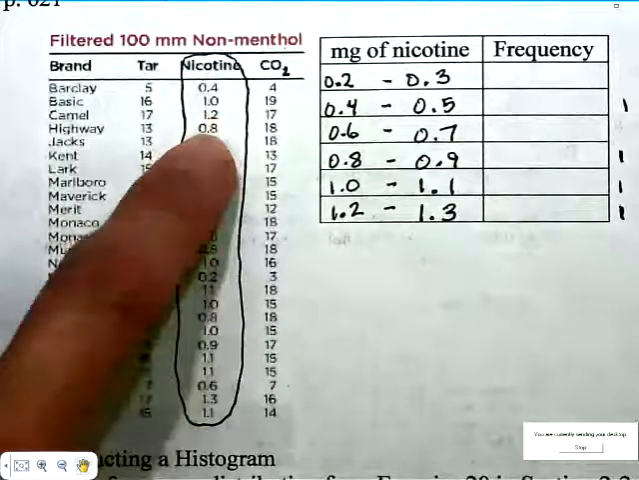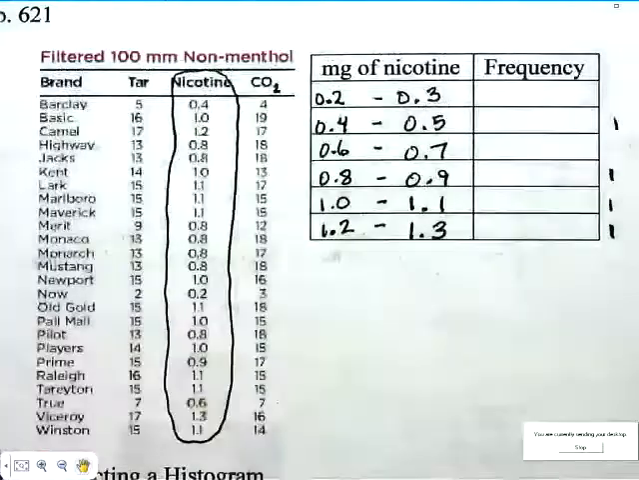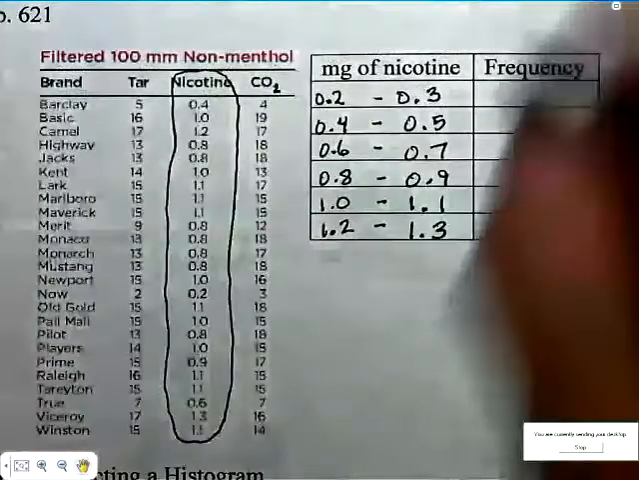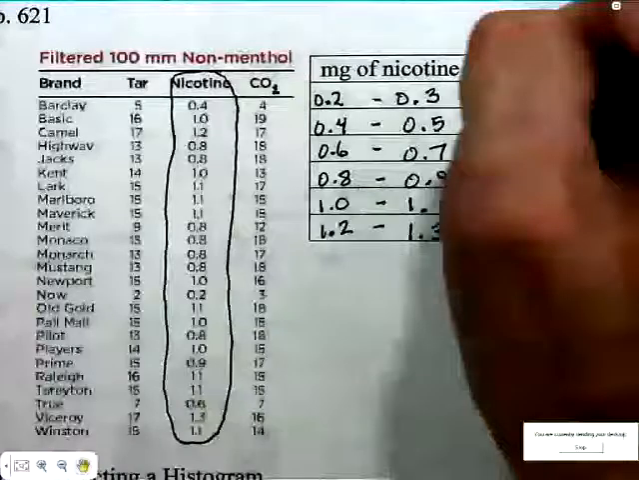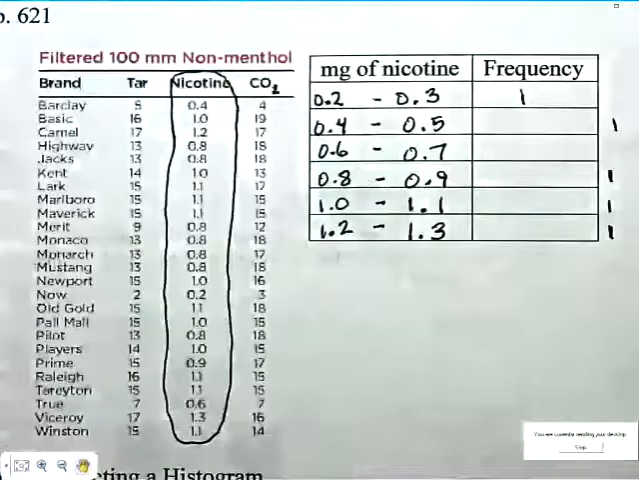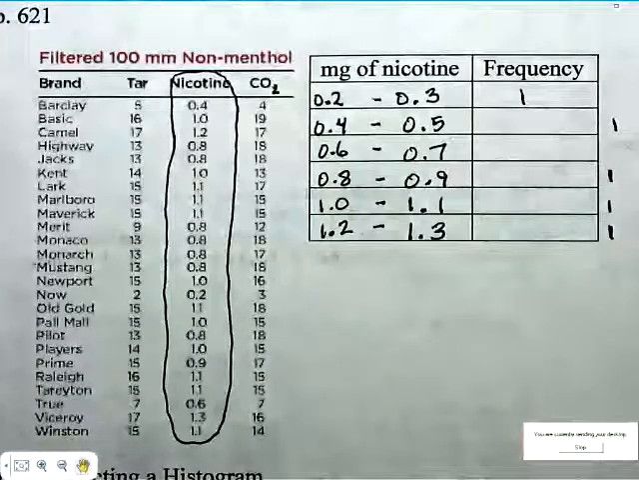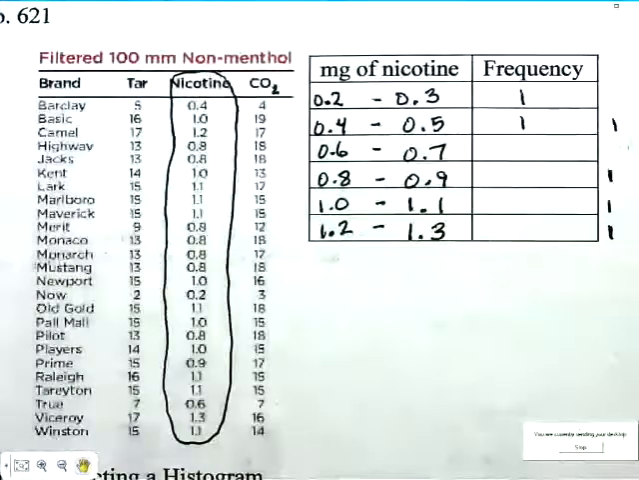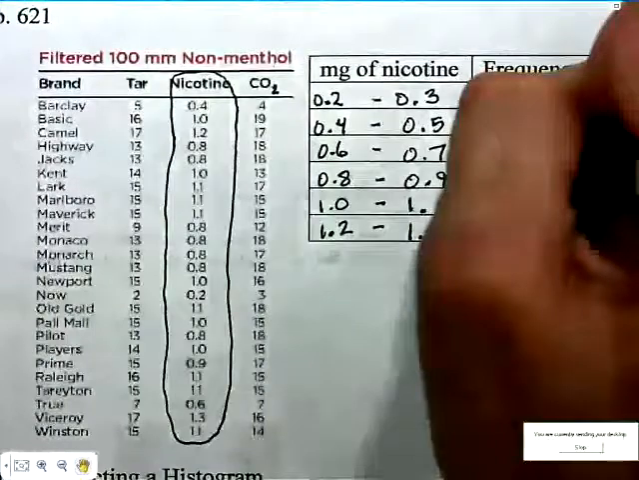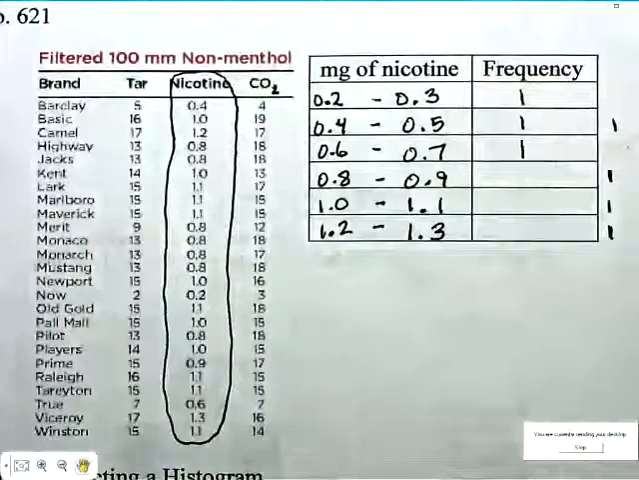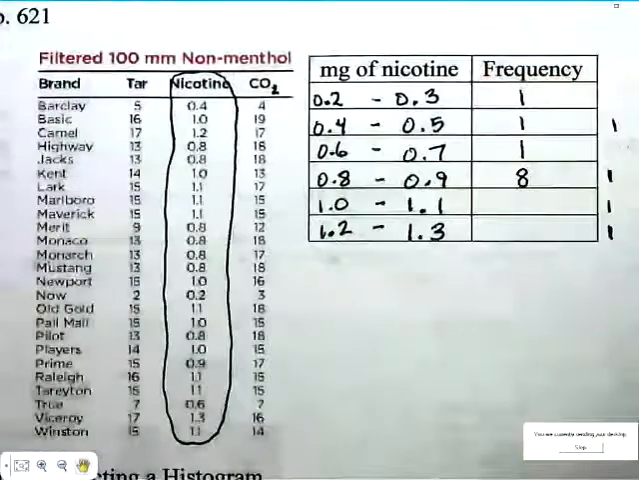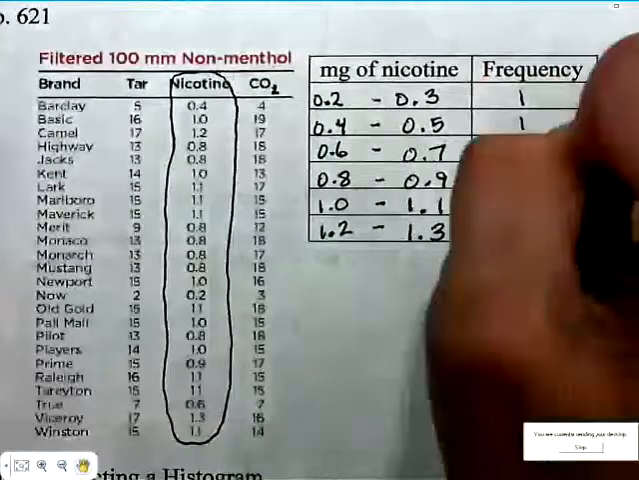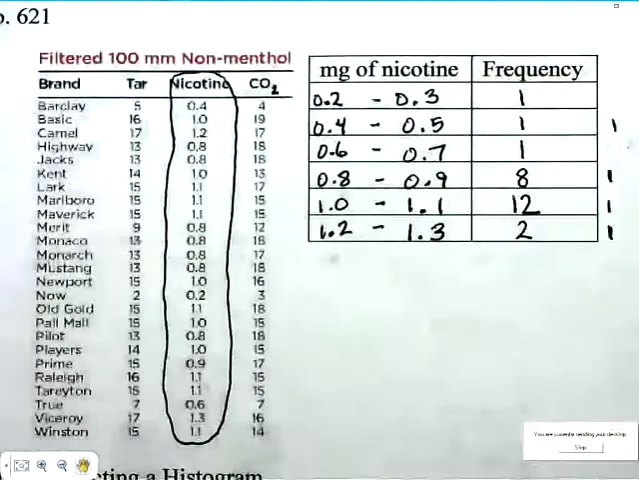All right. To not spend class time doing that, let me just tell you there was only one cigarette that had between 0.2 and 0.3 milligrams of nicotine. Only one that had between 0.4 and 0.5. Only one had between 0.6 and 0.7. 8 fell in that 4th class. 12 fell in the 5th. And only 2 fell in the highest class.